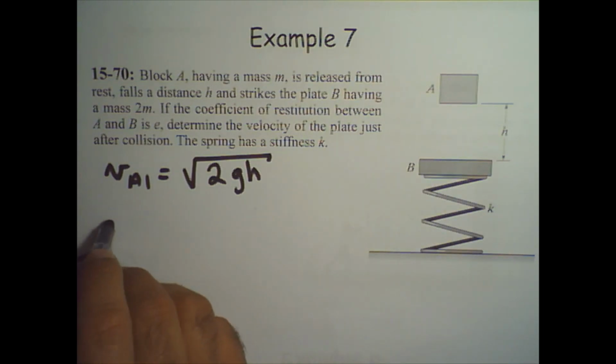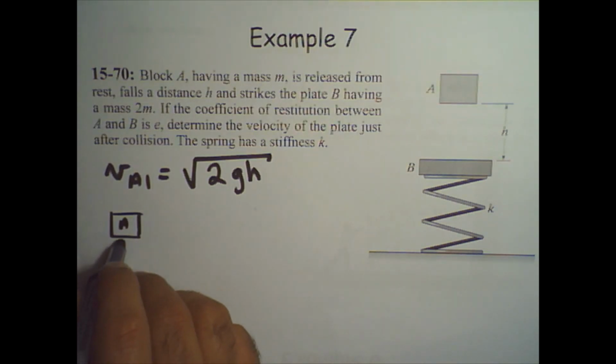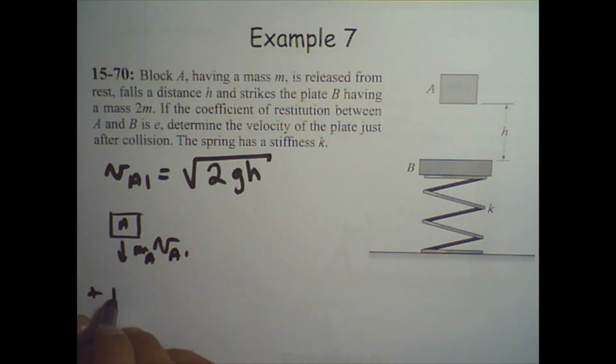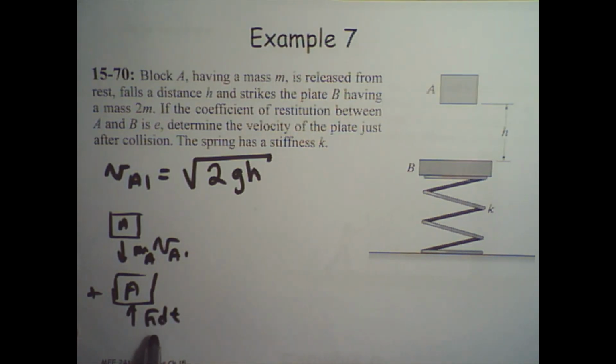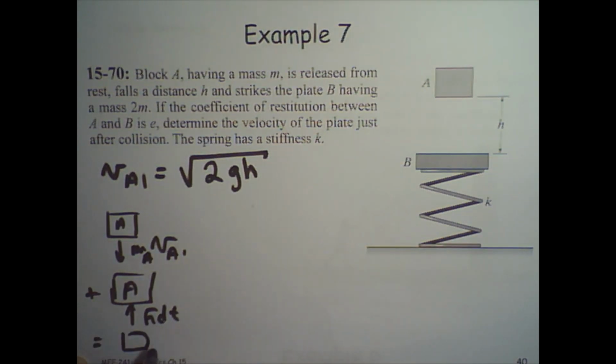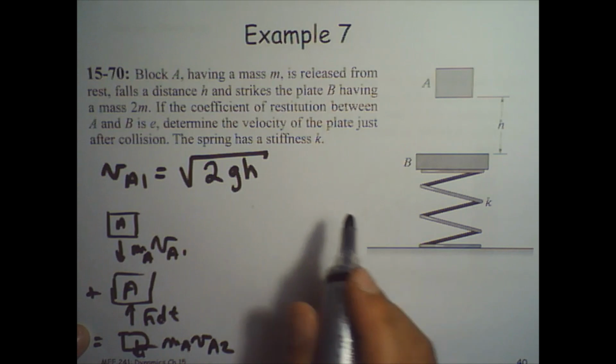Now I need to do my momentum and impulse equations. Before the impact, this is A, moving with m_A times VA1. As a result of the impact, this is again block A, and at the collision I'm going to have the impulse ∫F dt applied on A during the impact, and then ultimately A might or might not be going in the same direction, but we're going to keep it in the same direction, and if that number is negative, it means that block A will rebound. We don't know.